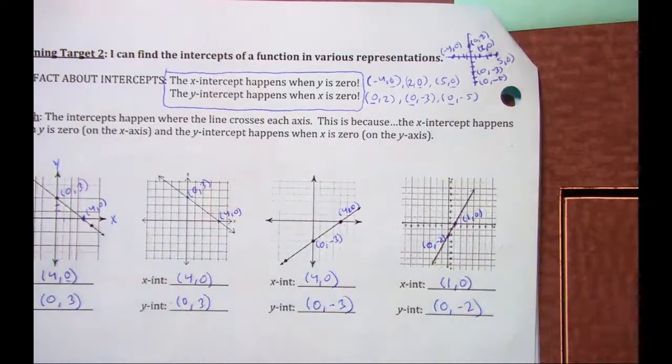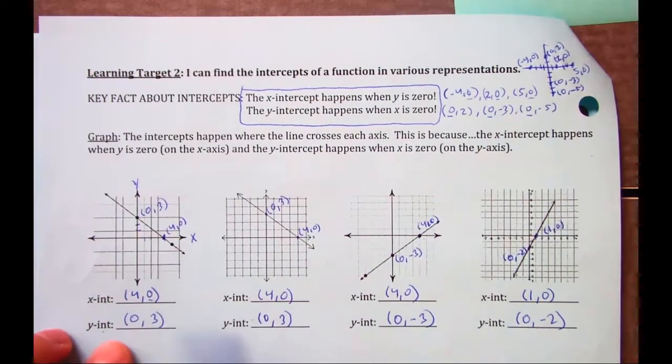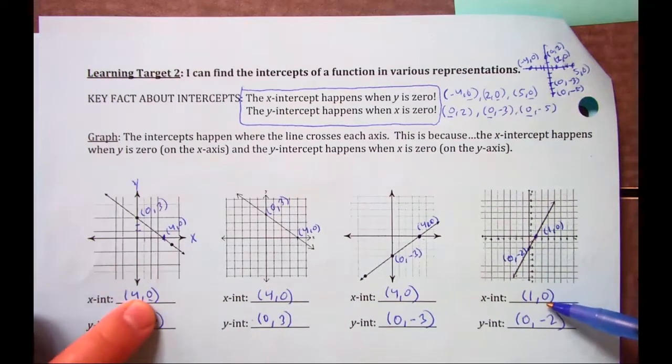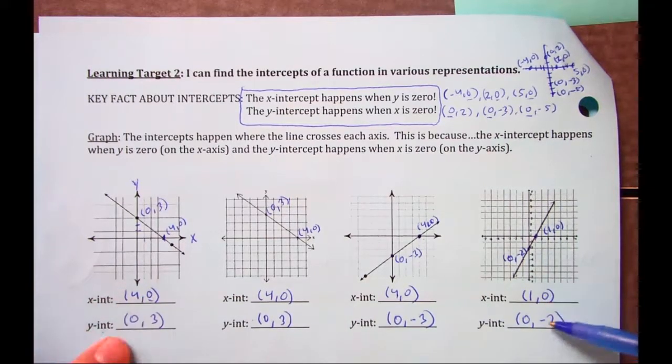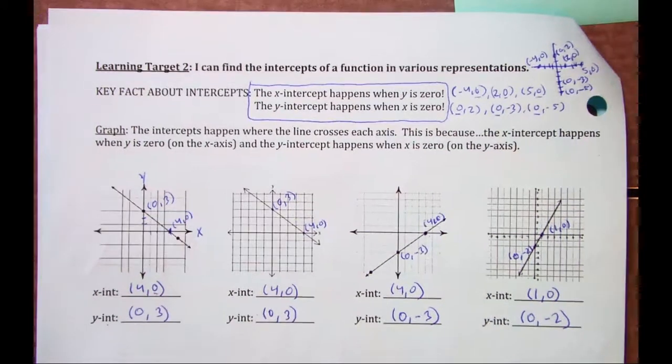So notice again that for all of my x-intercepts, the 0 is in the y spot. And for all of my y-intercepts, the 0 is in the x spot. Because for any coordinate on the x-axis, you don't go up or down at all, so y is 0. For any coordinate on the y-axis, you don't go left or right at all, so the 0 is in the x spot. Now we're going to use that information to do these.